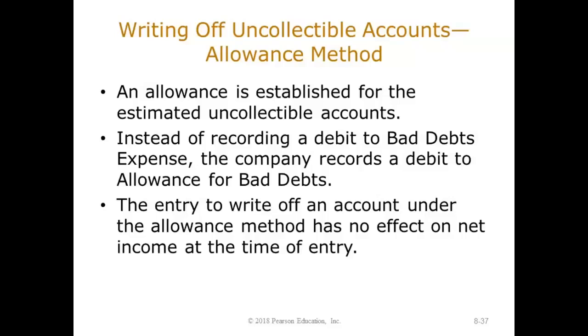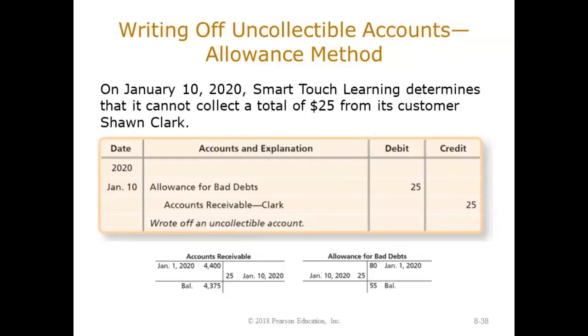Now, the entry to write off an account under the allowance method is not going to have any effect on net income at the time of entry. We've already recorded our expense with the bad debt expense a while ago. So whenever we're writing off an account, it's basically a debit to the allowance for bad debts, and then a credit to the accounts receivable amount. So it's going to look something like this.